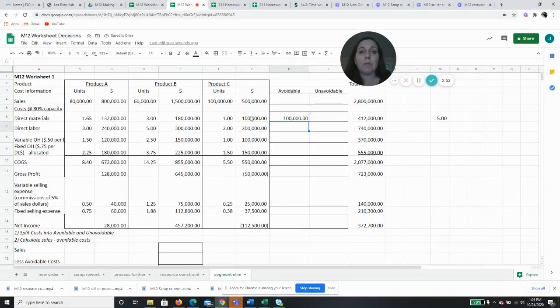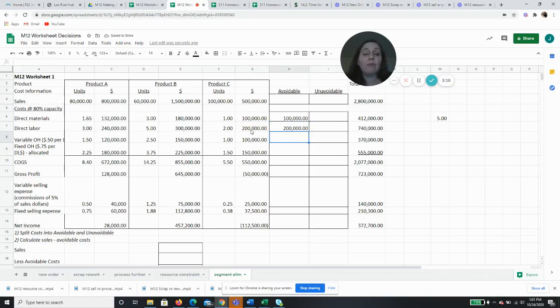Do I need to pay people to produce product C if I'm not making product C? No. Now, of course, if I have labor agreements in place and things like that, I may not be able to eliminate that cost right away. That would be something we can incorporate in. But we're assuming in our world, if we don't make product C, we're not paying for direct labor. So we're going to go ahead and get rid of that or put it in avoidable.